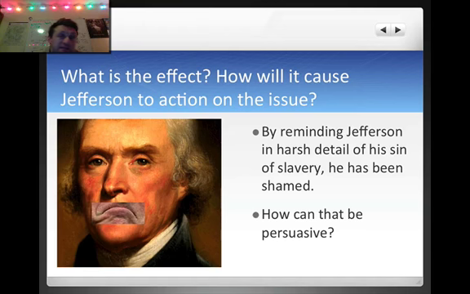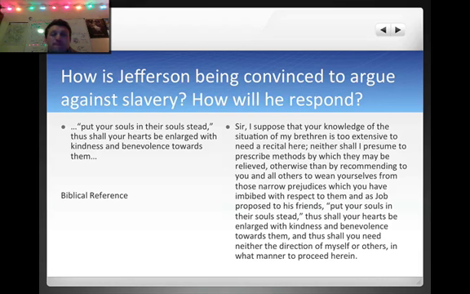So let's take a look at this next paragraph and look at what Banneker is doing to kind of highlight to Jefferson to actually take a stand and maybe look at the institution of slavery and see what he can do. All right. Again, pause the video and read and see what stands out.